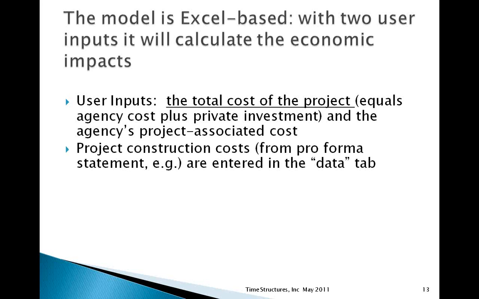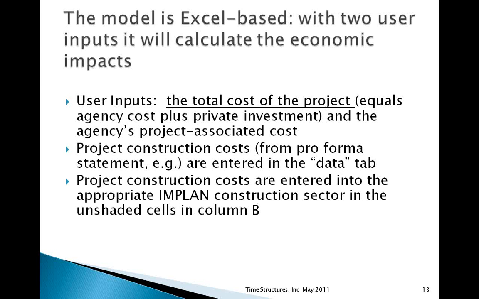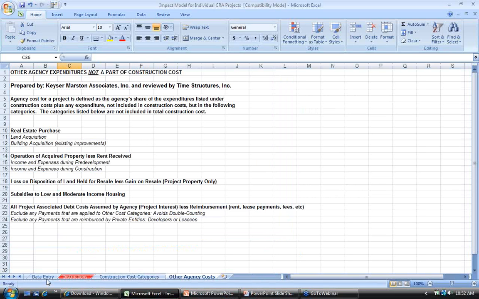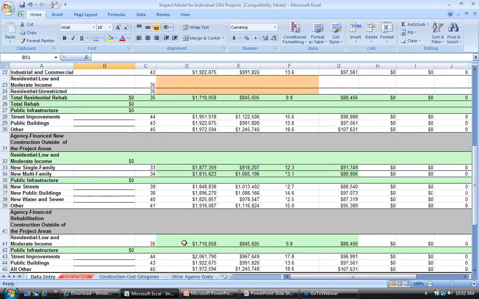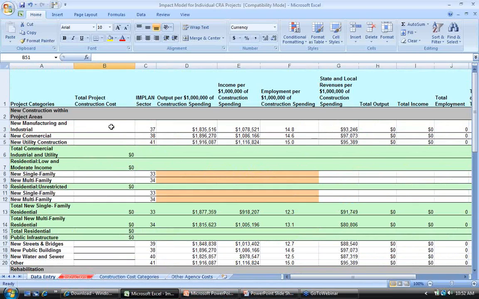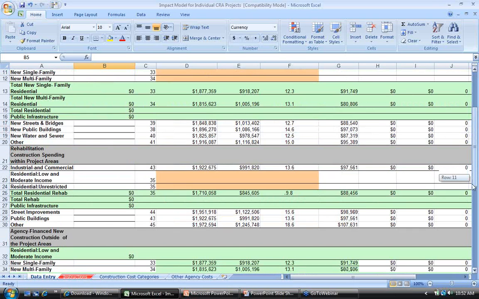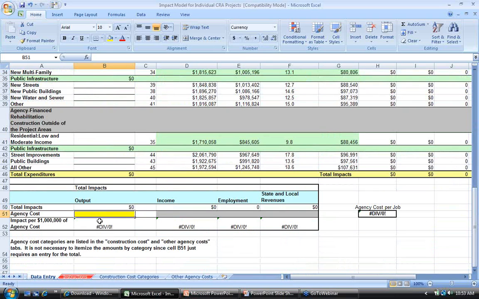Again, the project construction costs come from the pro forma statement. They are entered in the data tab, again in column B. And again, column B, unshaded cells only, and agency costs in B51. That's that yellow cell. One more time. Hope I'm not overdoing this, but I want to make sure everybody understands. So all the total costs go on these cells, right, the appropriate level, and agency cost goes in here.